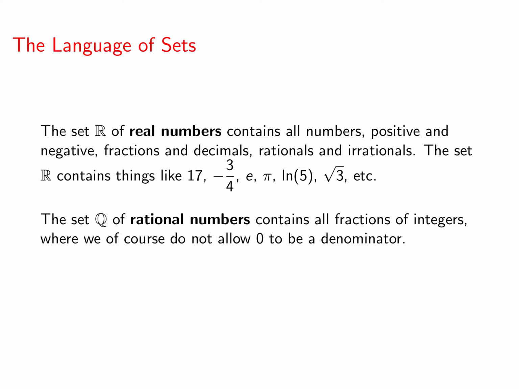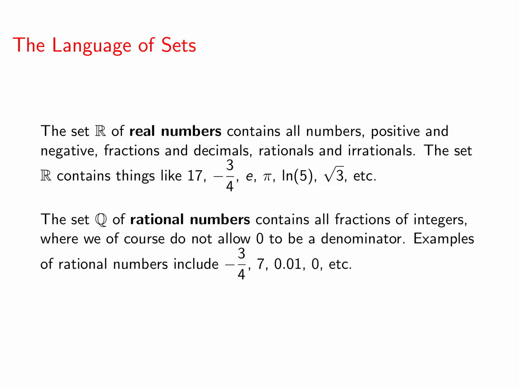Now the set Q of rational numbers, that contains fractions of integers. Of course, we don't ever allow 0 to be a denominator of a fraction. So here are some examples. Negative 3/4, 7. And then you might say, well, 7, is that really a fraction? Sure, I can write 7 as 7 over 1. 0.01. Now you might say, now wait a minute, that's a decimal. Is that a fraction? And you can actually say, yeah, that's a fraction because I can write 0.01 as 1 over 100.